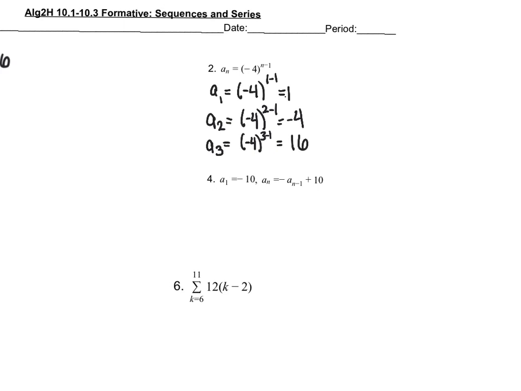So notice we're multiplying by negative 4. So 1, negative 4, 16, negative 64, and I think that's 120. Let's see. 64 times negative 4 is 256. Sorry about that, guys.